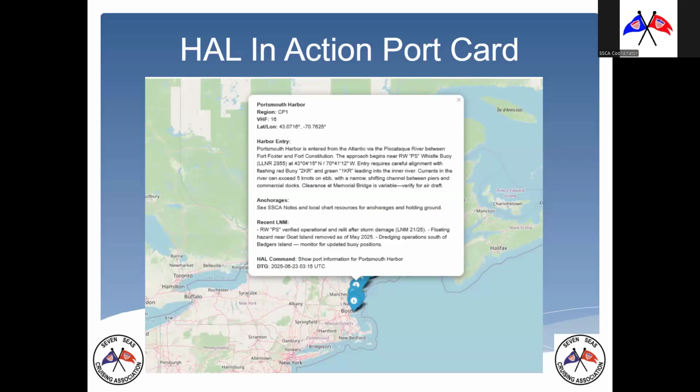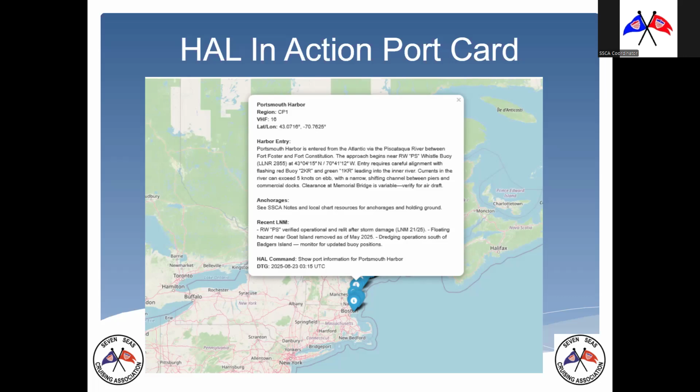Now, I talked about a port card. This is what a port card looks like. And we have a map that shows port cards. We'll fill that map up with more port cards as an example. But these are not live if they're on the map. In HAL, they are live. And what it gives you is you ask for, say, give me a port card for Portsmouth, Maine. And this is what HAL automatically will pull for you.